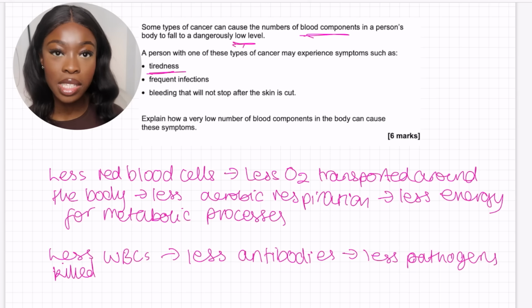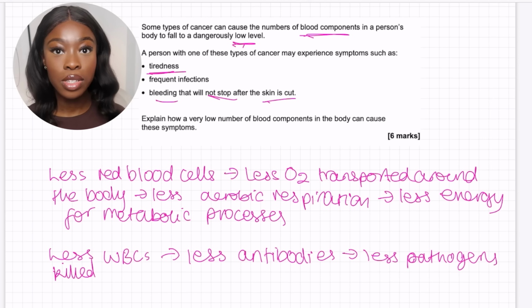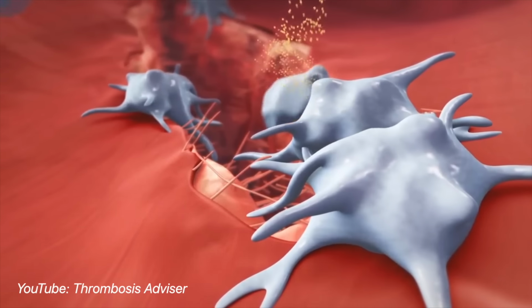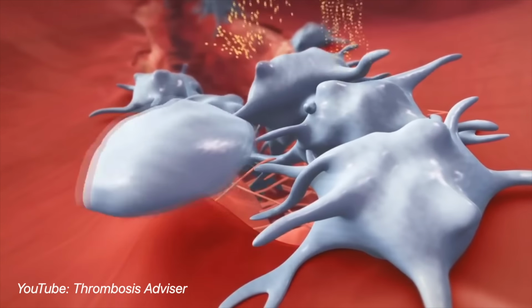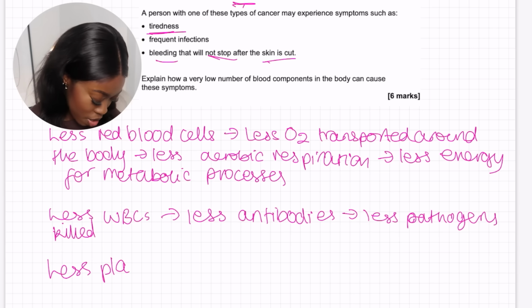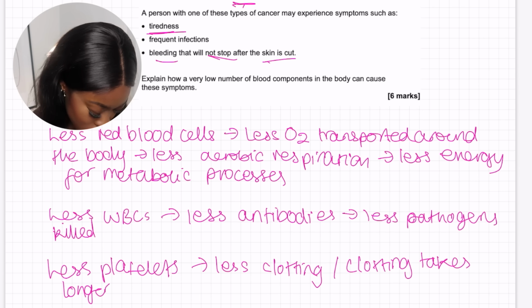Now the final point basically talks about bleeding that will not stop after the skin is cut. And what cell does this remind you of? We only have platelets left. Platelets are the reason why your skin stops bleeding after a cut. They travel to the site of the cut and ultimately release factors which will lead to the blood clotting in this place, and then will stop the bleeding eventually. So if you have less platelets, that means less clotting, or it takes longer to clot. So that's how you can easily get 4 marks in a 6-mark question.